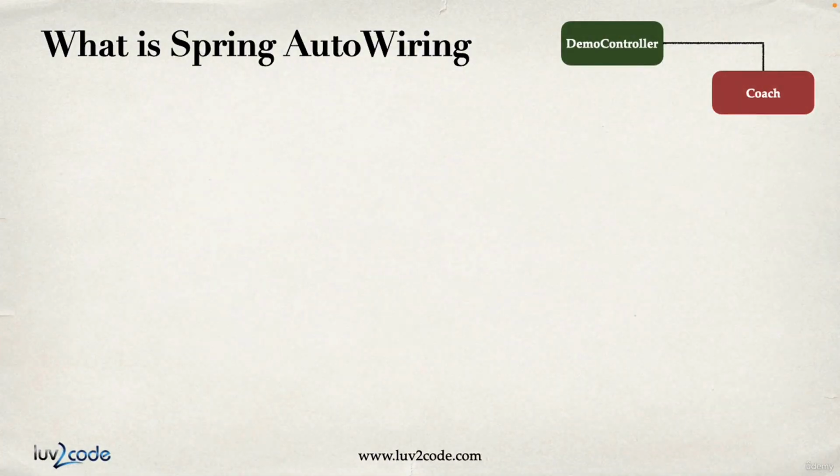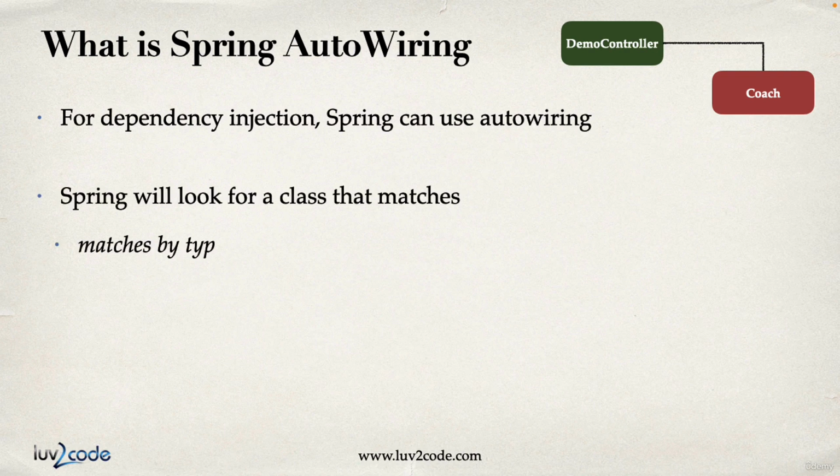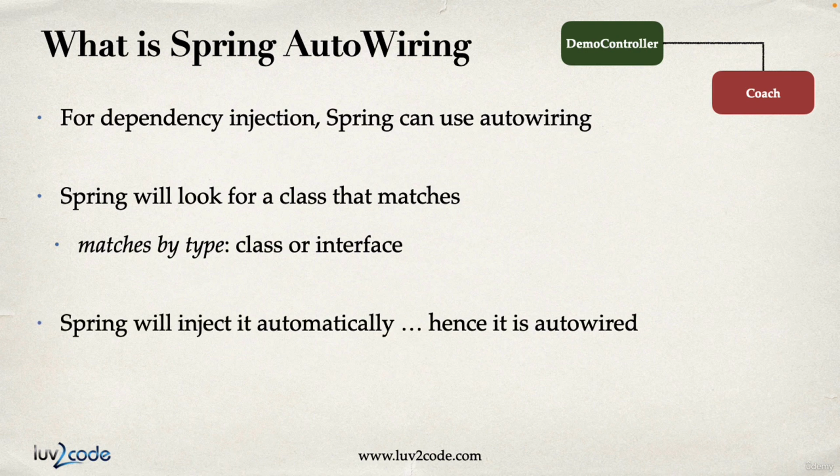Now, what is Spring auto wiring? Well, for dependency injection, Spring can make use of auto wiring. So Spring will look for a class that matches. It can match by type, either a class or interface, and then Spring will inject it automatically. Hence, that given dependency is auto wired.